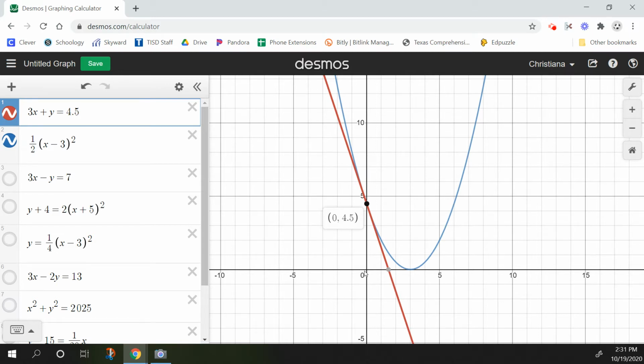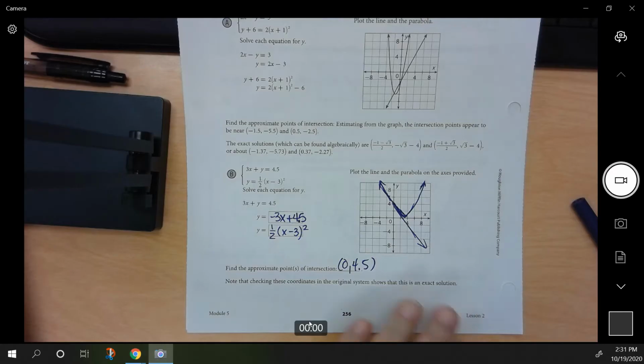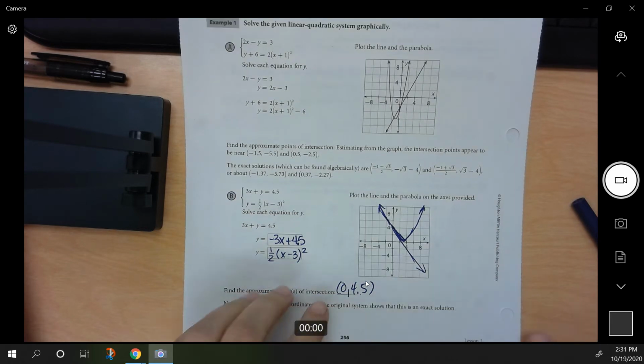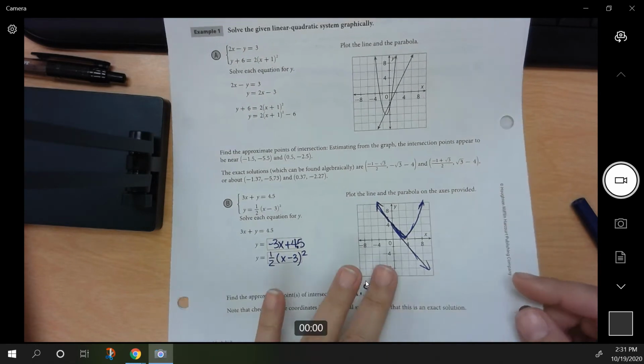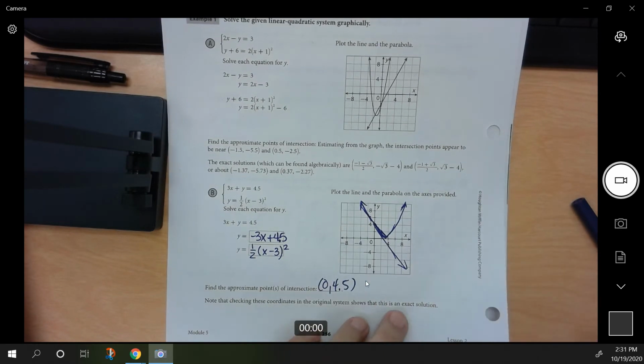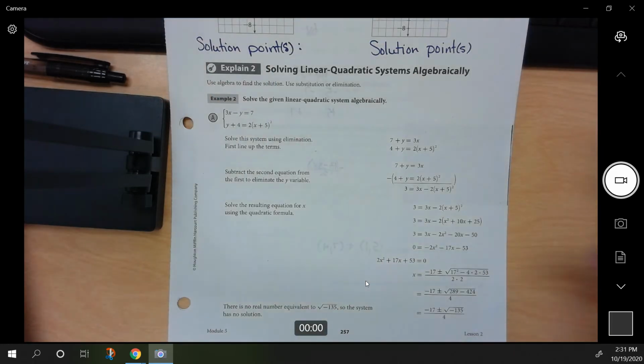So at x is 0, y is 4.5, we have an intersection between these two functions. So the approximate point of intersection is 0, 4.5, and we check that using our calculator. The rest of what this is showing is just different ways you can do it algebraically, which we are not going to do right now. We are simply going to use our Desmos.